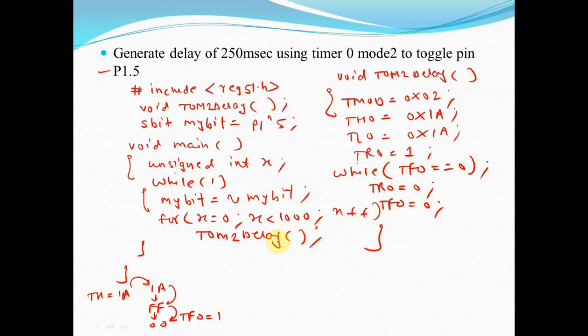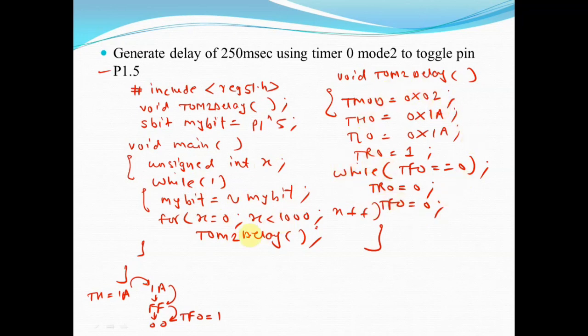So this is the entire program. See once again how it works. Initially the declaration part: here unsigned integer x is a variable that I am using in a for loop, and here I am toggling my pin. So one time I have toggled, and then I am calling this delay routine.